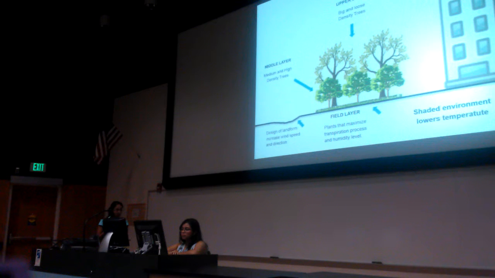The upper layer is formed of big, loose-density trees. This will help prevent the solar radiation, but still let some solar rays reach the other layers. The middle layer is made up of medium-high density trees. This one is to achieve cooling by evaporation. It will moderate the surrounding temperature and humidity and will allow moisture retention. Our final layer, the field layer, is made of plants that will maximize the transpiration process and humidity levels.